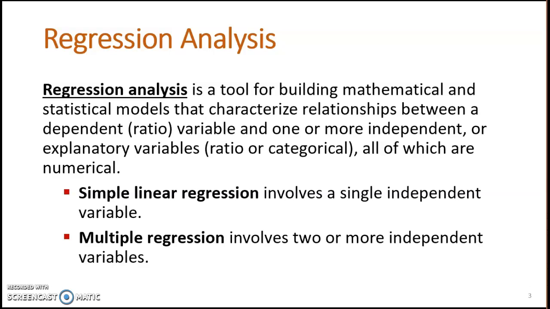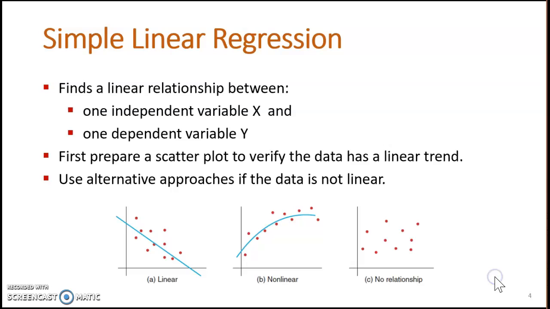So there are two types of regression. We have simple linear regression involving a single independent variable, and we have multiple regression involving two or more independent variables. Simple linear regression involves finding a linear relationship between one independent variable x and one dependent variable y. The relationship between two variables can assume many forms, such as illustrated in the plots below here.